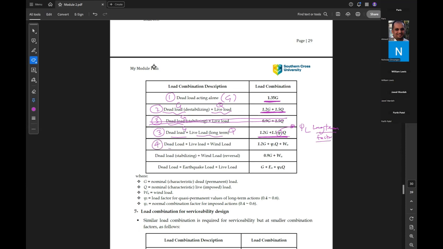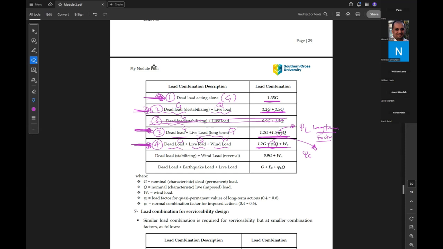Number 4, dead load plus live load plus wind load. So this is also important for us. So we have 1, 2, 3, 4. So dead load, live load, wind load. So we have G, Q, and wind. So we have 1.2 G plus psi C Q plus W ultimate. Psi C also is a factor for live load, and the W ultimate is the wind load.